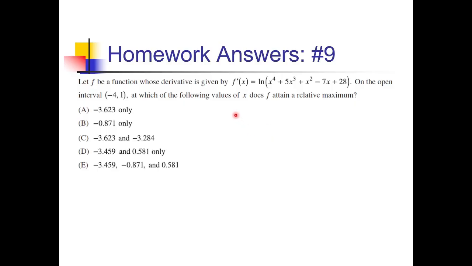For this problem, we're told that f is a function whose derivative is this crazy f prime ln function, and they want to know on the open interval from negative 4 to 1, where does f have a relative max, at what x value? So we're basically trying to figure out where f prime is changing from positive to negative. And since this is a calculator problem, we're just going to plug this into the calculator, into Desmos, and see where we're crossing the x-axis from above to below.